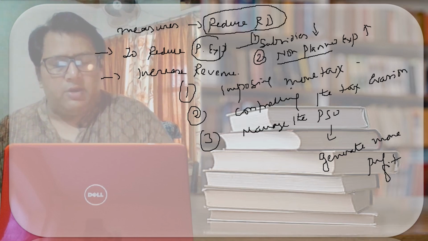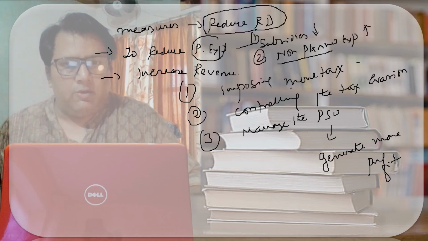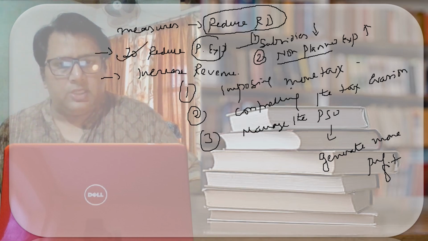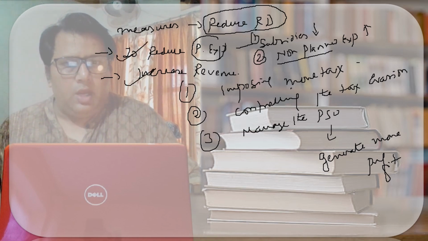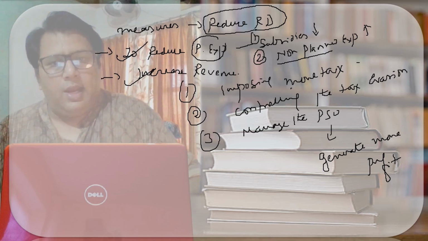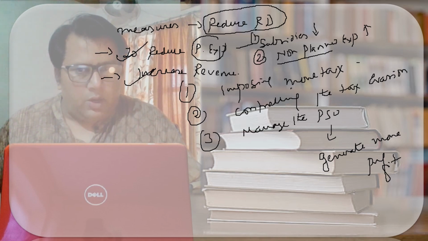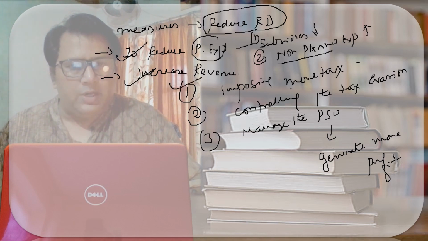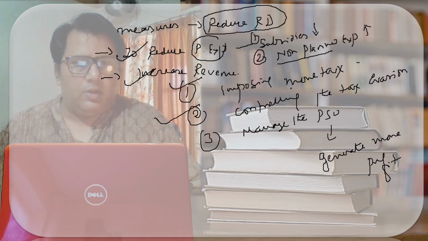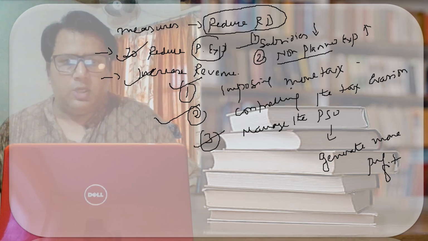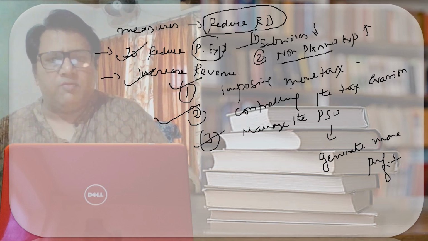So here we have seen how we can reduce the revenue deficit. We can reduce the revenue deficit in two ways. First is to reduce the public expenditure and the second one is to increase the revenue. What we have to do to reduce the public expenditure? Decrease the subsidy or curtail the non-planned expenditure. And how can we increase the revenue? By imposing more taxes, by checking the tax evasion, or by managing the PSUs properly so that the PSUs generate more profit. So these are the ways by which we can reduce the revenue deficit.